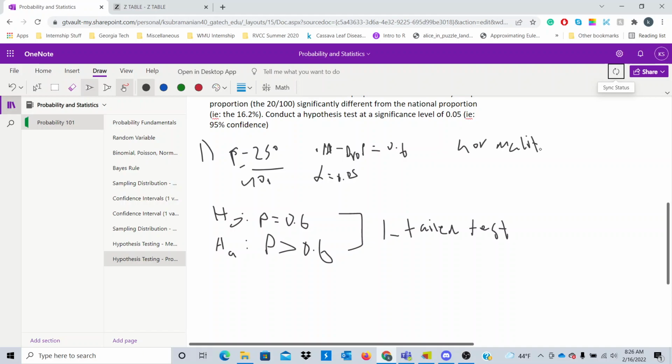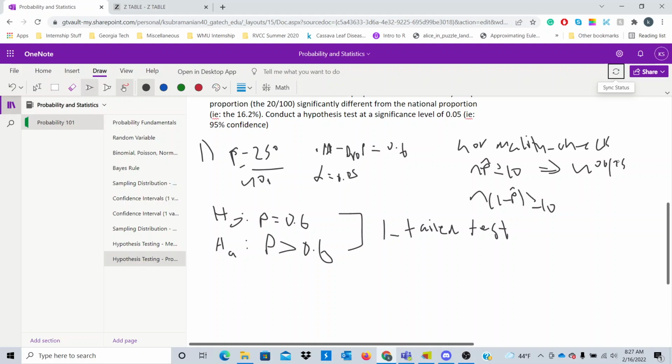So if you recall from sampling distribution of proportions, we have to check that n p hat is greater than or equal to 10 and n times 1 minus p hat is greater than or equal to 10, right? So what is n in this case? n is 400, right? And what is the sample proportion?